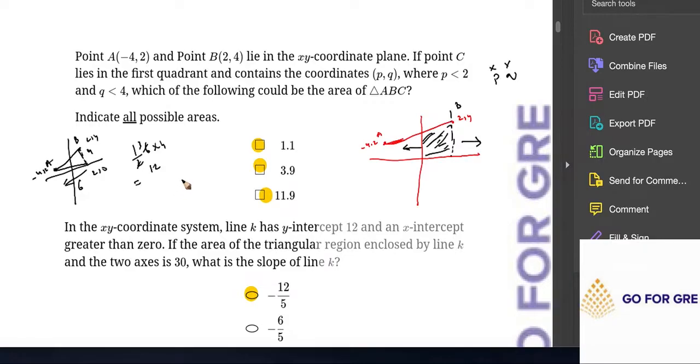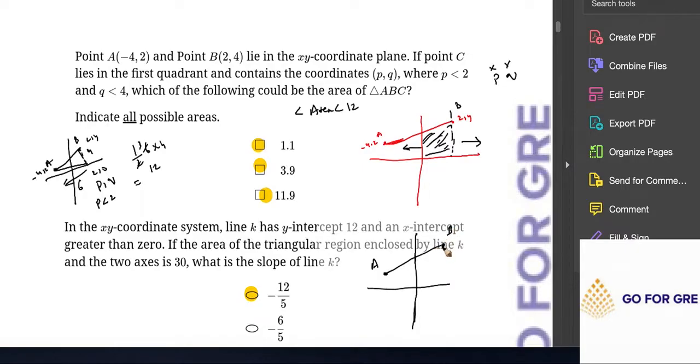So maximum area can be 12, but you know we cannot take P. P must be less than 2, so we cannot take 2. So it means our first inference is area is less than 12. Now consider one more point. This is A, this is B. It is also possible that the point lies on this line. It is possible because P is less than 2, Q is less than 4.